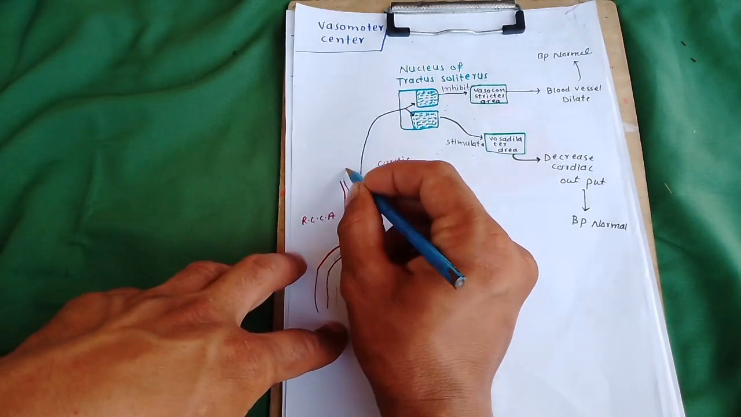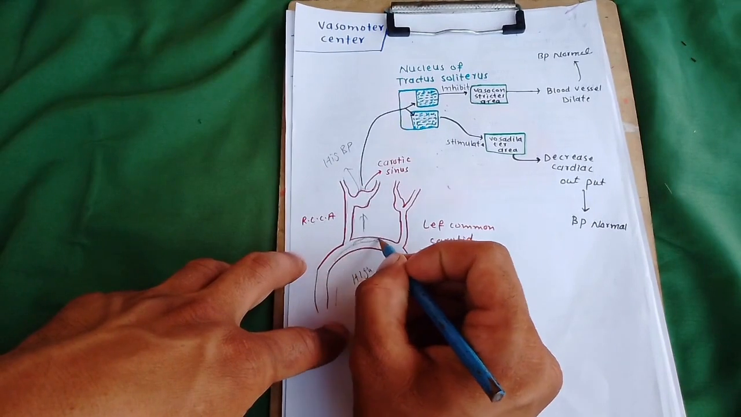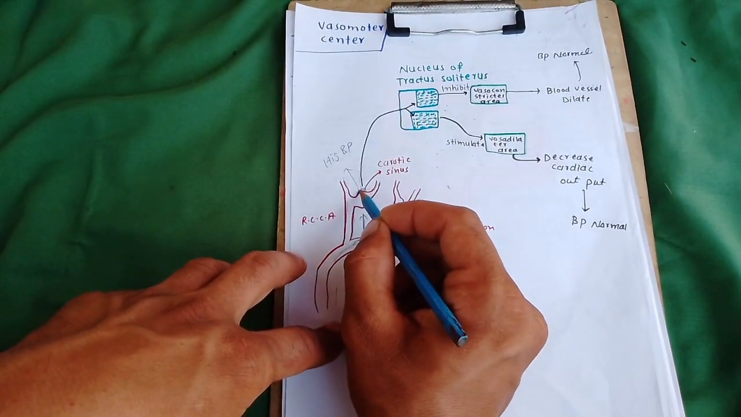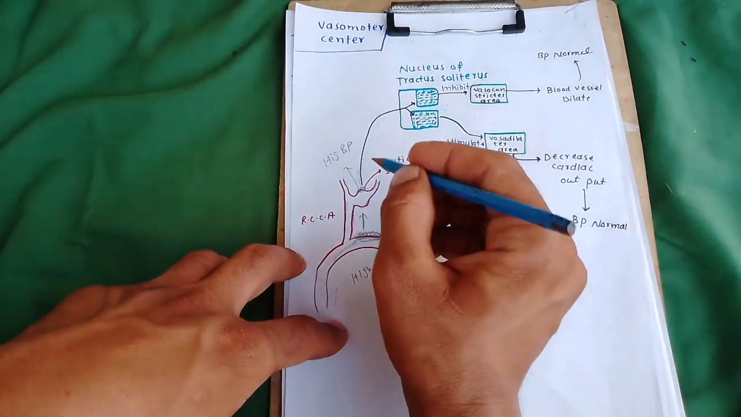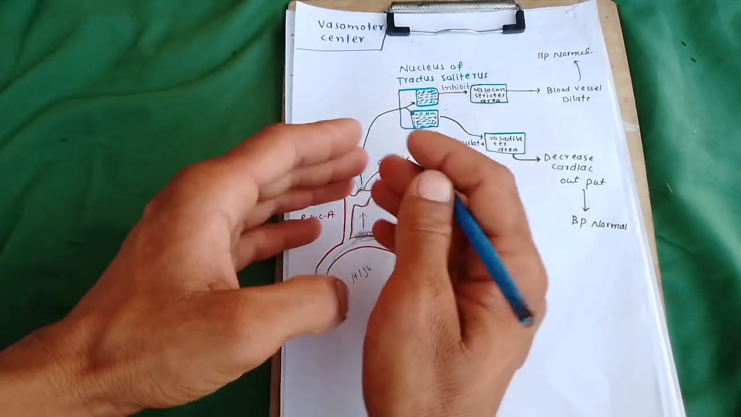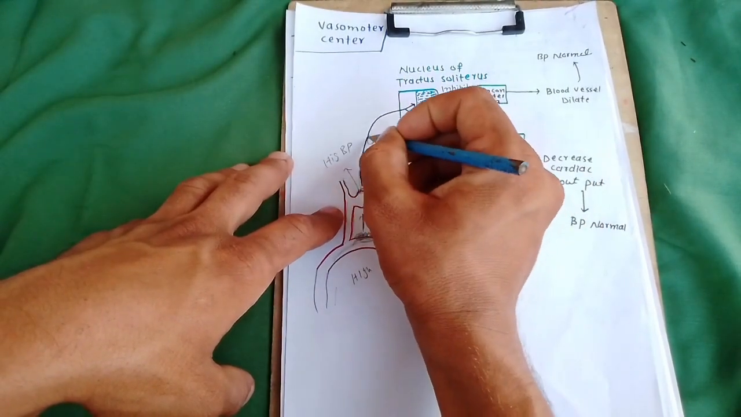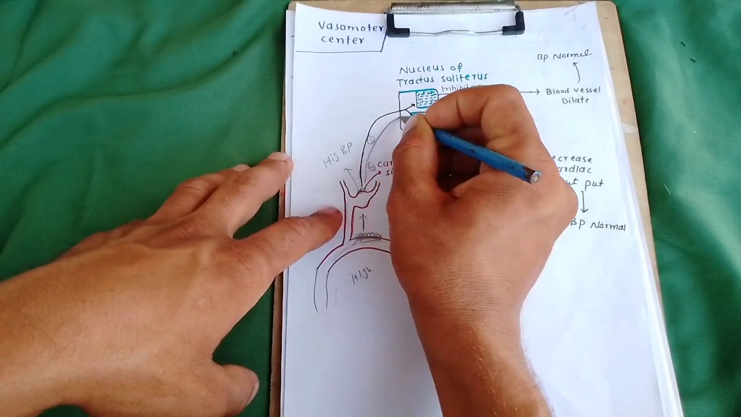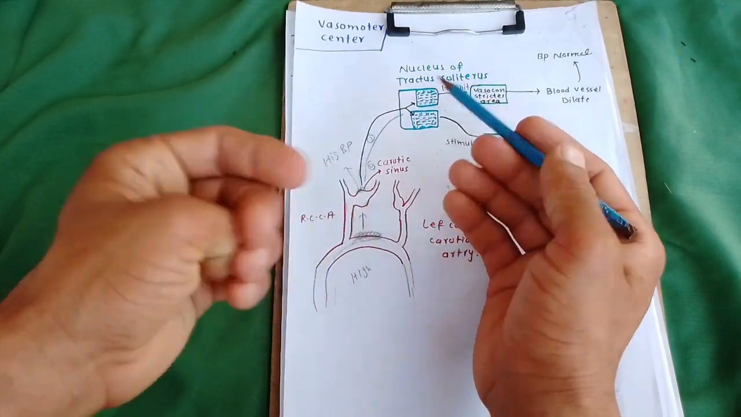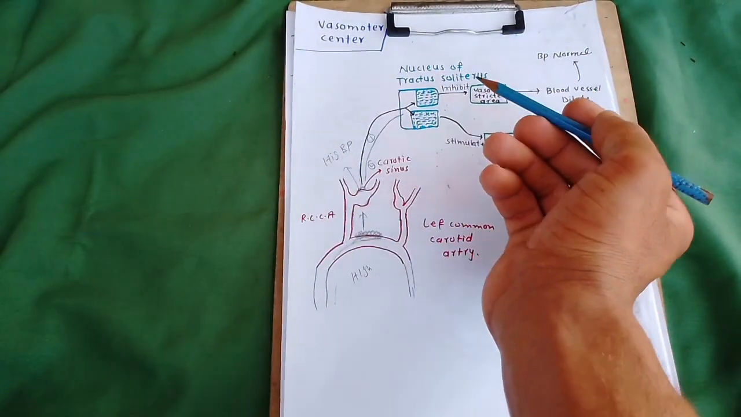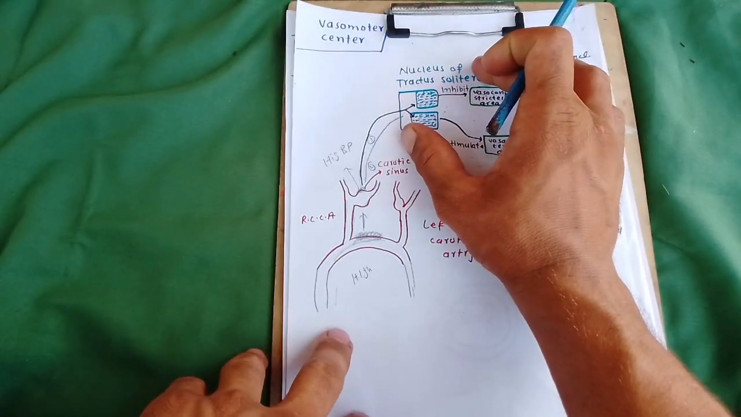This is the high BP center. This is the low BP center. There is the high BP baroreceptor present in the aortic arch, and the low BP baroreceptor. So when BP is high, it stretches this area. The vagus and glossopharyngeal nerves carry the message from this area up to the nucleus tractus solitarius. The nucleus tractus solitarius is present in the medulla oblongata.